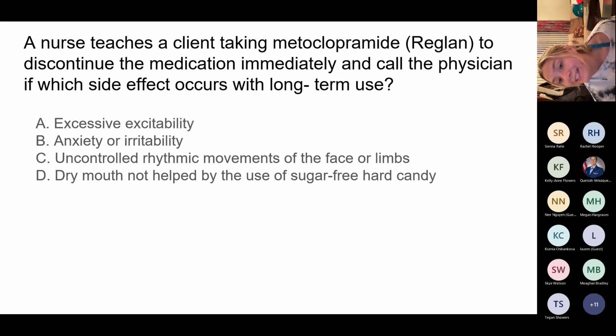Great job. I see a lot of C's. What is that? If I notice these uncontrolled rhythmic movements, what are those? What are they called? Absolutely, those are our extrapyramidal symptoms, such as tardive dyskinesia, akathisia, etc. Very good. If your patient develops those, they probably need to be put on another medication.